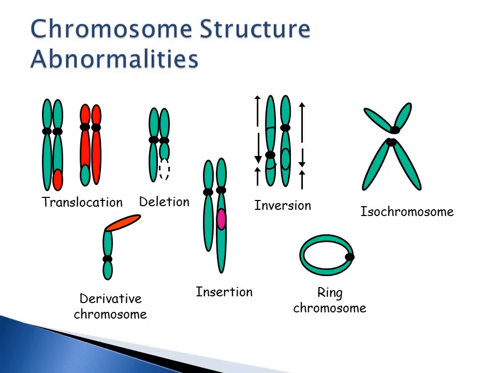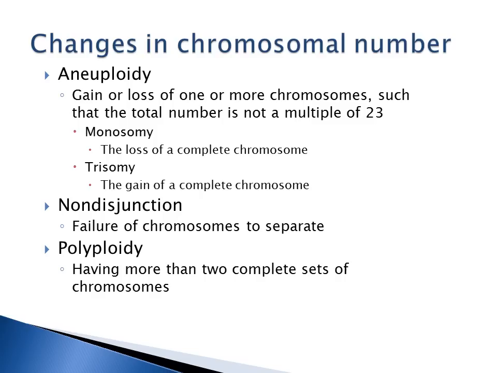So this is the schematic that we've seen in a previous lecture showing some of the chromosomal structural abnormalities. We already talked about a lot of these abnormalities, but we're just going to go into them in a little more detail and then talk about the diseases. So some changes in chromosomal number include aneuploidy, which is a gain or loss of one or more chromosomes, in a manner that the total number is not a multiple of 23.